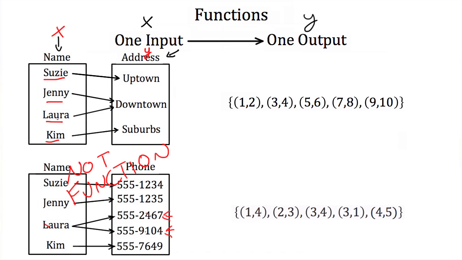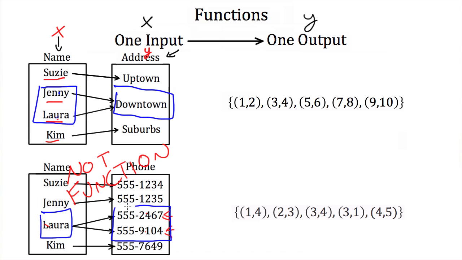Now up here, Jenny and Laura lived in the same place, but this was still a function because Jenny and Laura were our input values, and each individual x value corresponded with only one y value or one output value. It's okay that they both corresponded to the same one. Each x can have only one y. So Laura having 2 phone numbers makes this not a function because Laura is the x value and the phone numbers are the y.